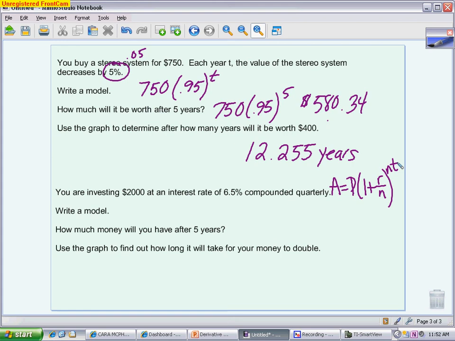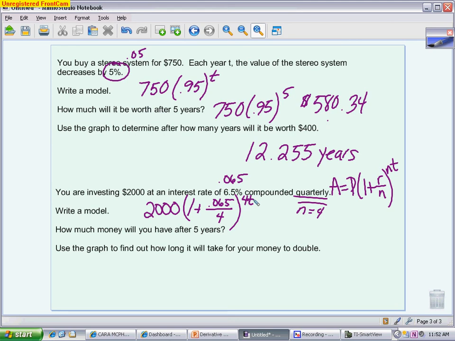So in this particular problem, we are investing $2,000. So that's our P, our principal. Our interest rate is 6.5%, so 0.065. So I'm going to have 1 plus 0.065. We are compounding quarterly. Quarterly means 4 times a year. So we're going to put a 4 here. And then my exponent is going to be 4 times t, or 4 times x. So that's my model. Second part is using the model, the plug and chug idea.